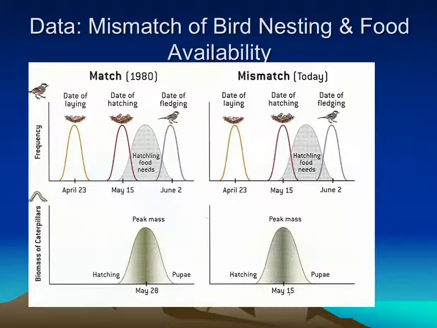But apparently with global warming, this caterpillar time has moved up, and now the caterpillar biomass is declining just when the baby birds are hatching. And so, yeah, some bird populations are having trouble. It's known globally that lots of different populations of organisms are becoming threatened with extinction.